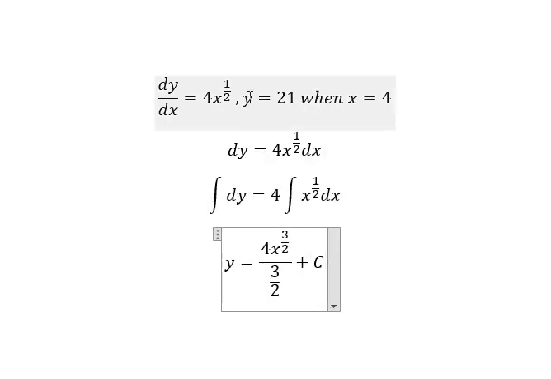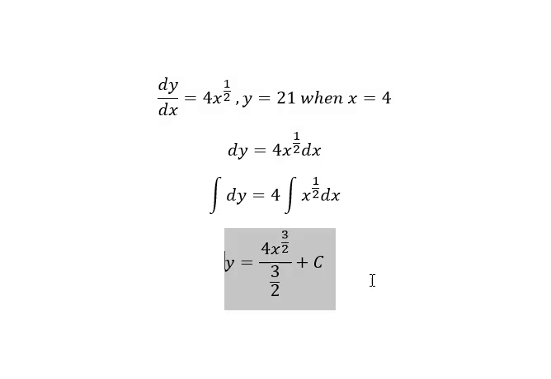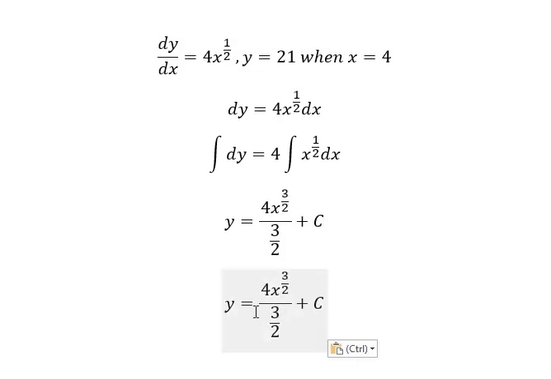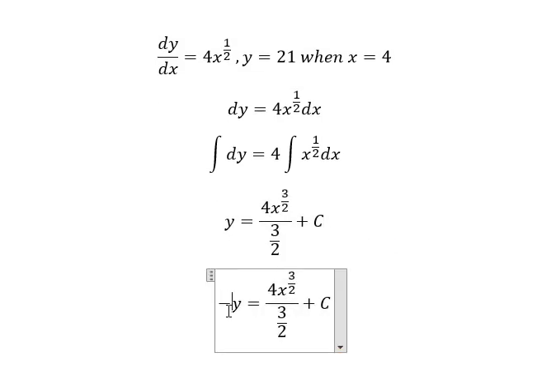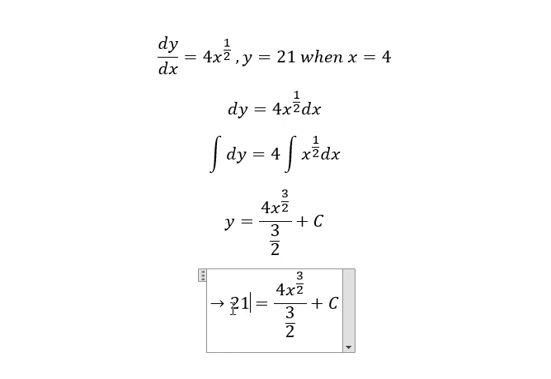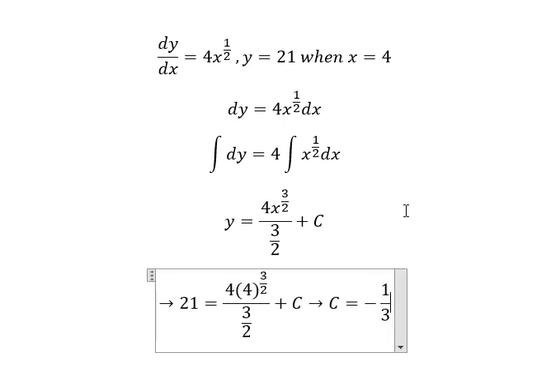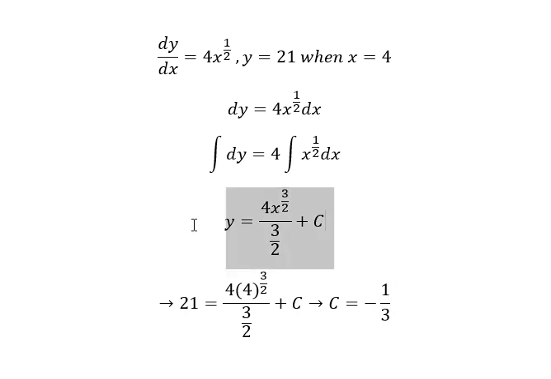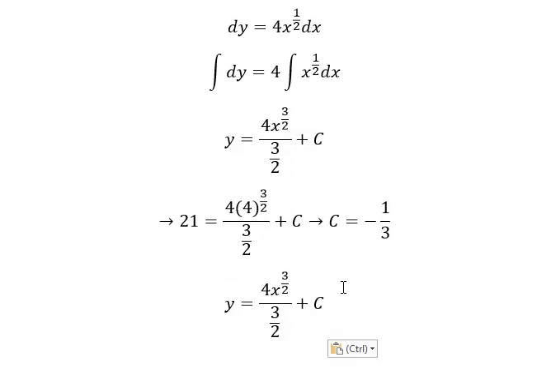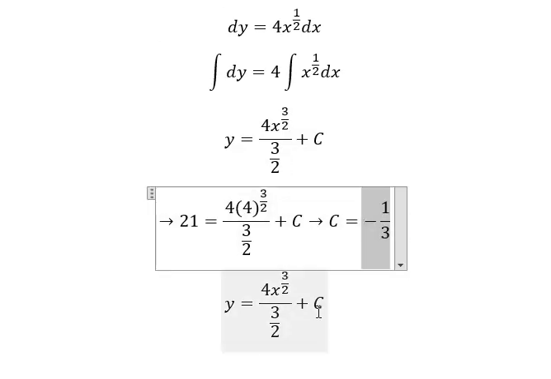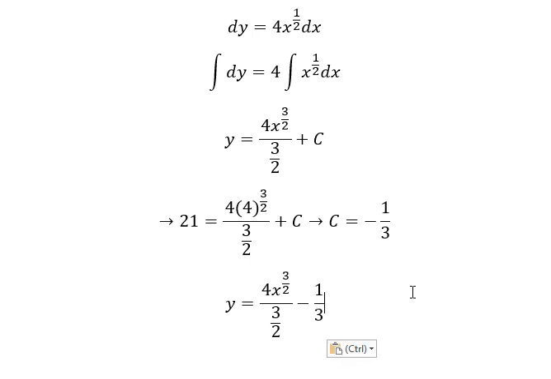So we have the conditions in here. So we put 21 and number 4 in here. So we can find the value of c. That is about, so we have negative 1 over 3. So we put this one in here. And that is the final answer. This is the end.